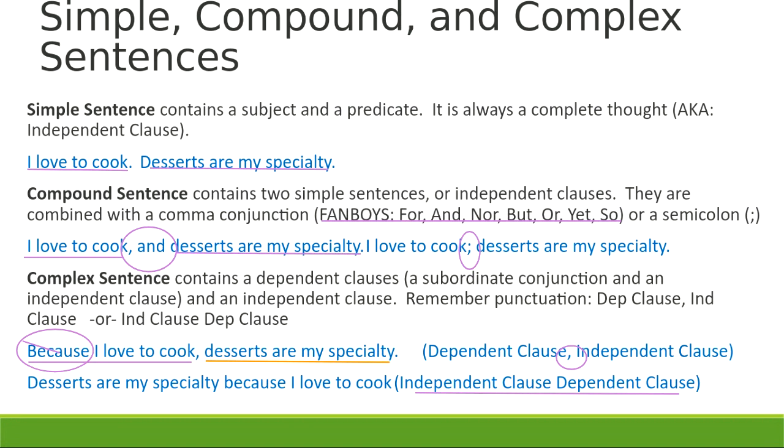Now, if you look at the next example, it's the exact same idea, but it's flipped. We start with our independent clause, we end in our dependent clause, and because of that, we no longer have to have a comma, which is why complex sentences are so complicated. If it starts with your dependent clause, you must have a comma before moving to your independent clause. If it starts with your independent clause, you need no punctuation to move straight on into that dependent clause.